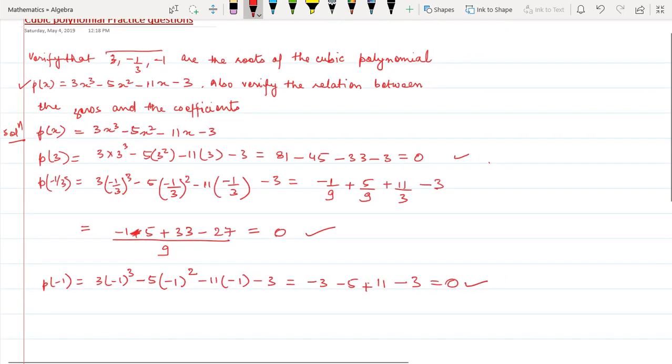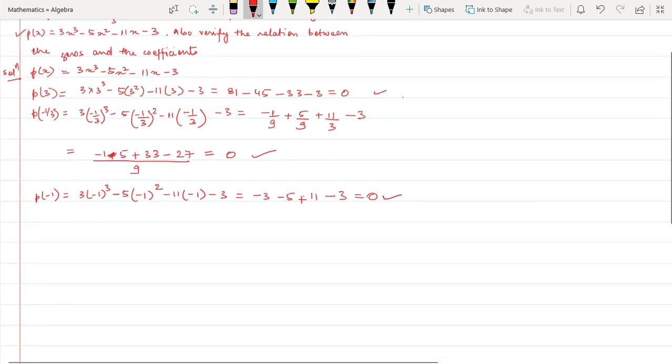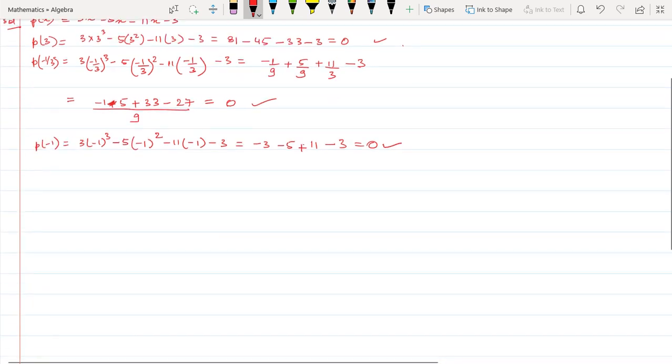Let me see if I can fit everything in the screen. I can't. So it says the relation between the zeros and the coefficients. So the sum of the roots will be equal to alpha plus beta plus gamma, and this is equal to minus of b by a.